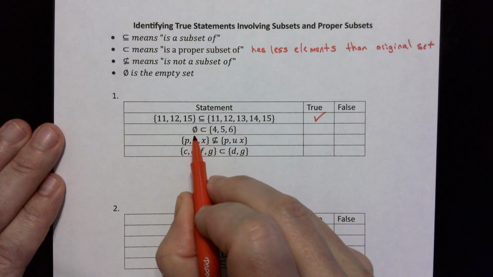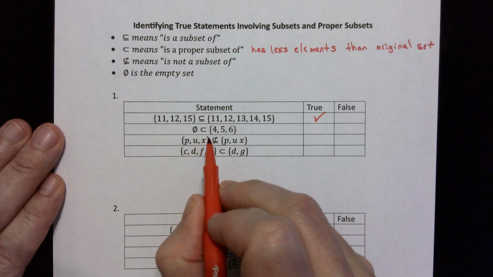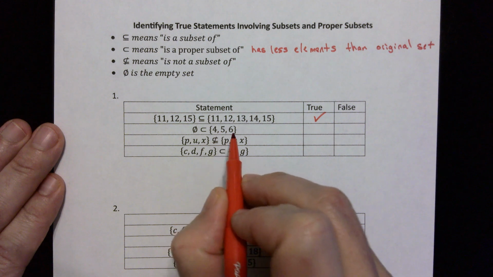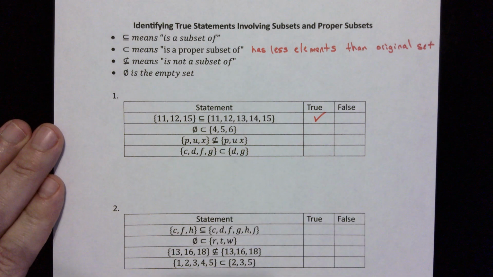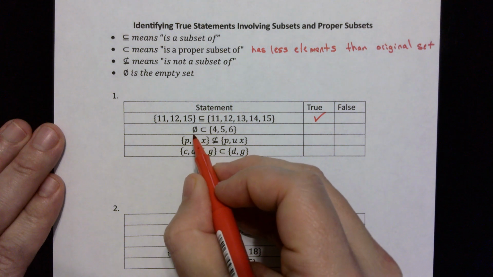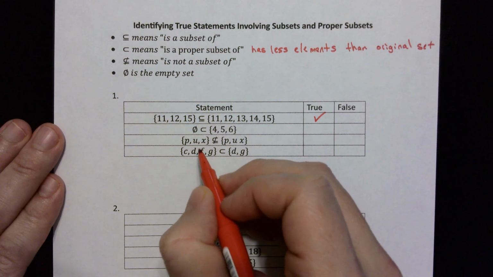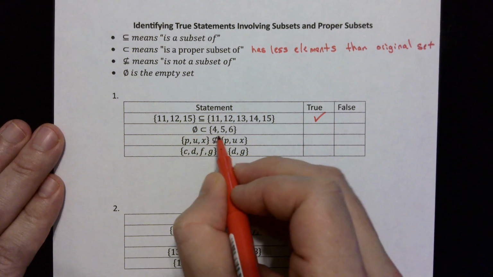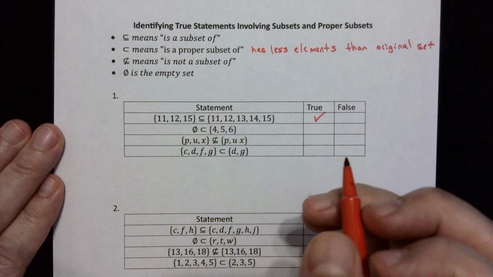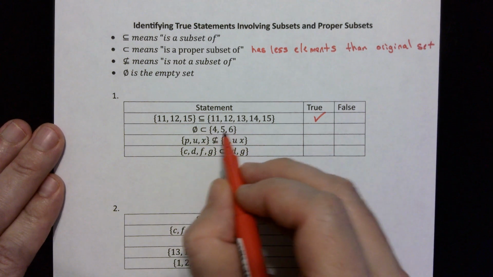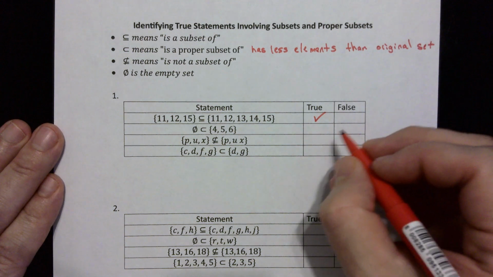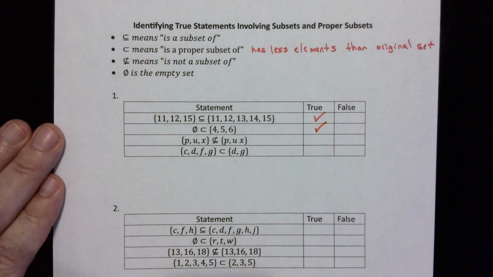The empty set is a proper subset of 4, 5, 6. The empty set is a proper subset of everything except for itself. You can think of it as nothing, and ask whether nothing is a proper subset of something. That is true. Nothing is included in here because this set has something in it. So this one is true.